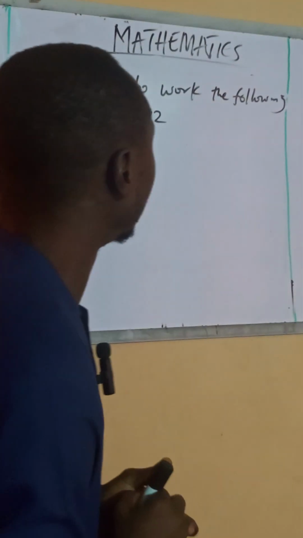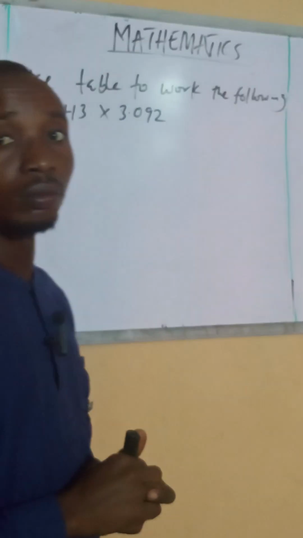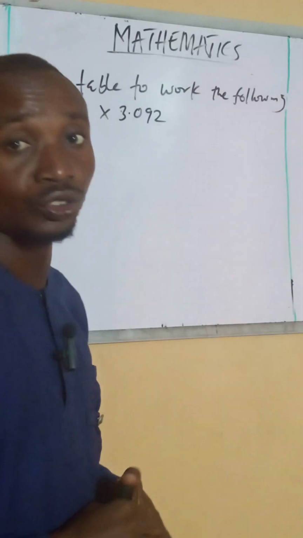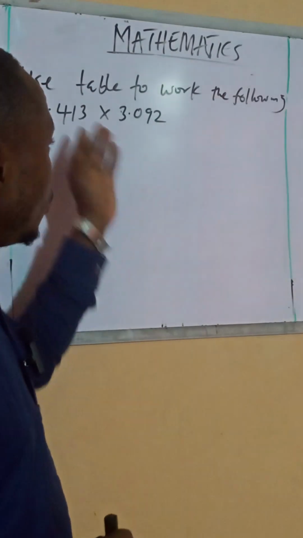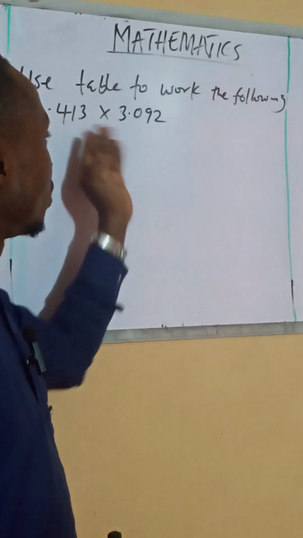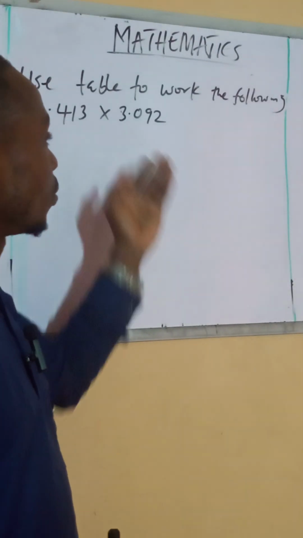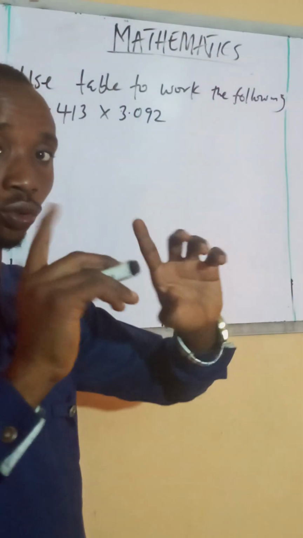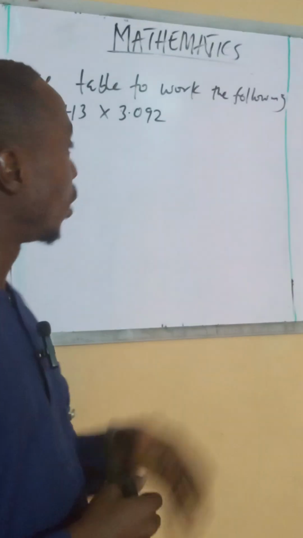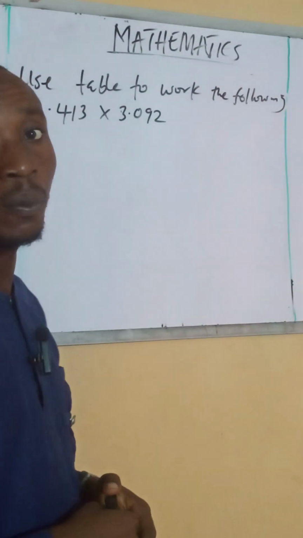Today we are going to be solving a logarithm question using table. Let's say use the table to work the following, which is these questions we have here. That is 2.413 times 3.092. We are told to use table to solve this particular question.